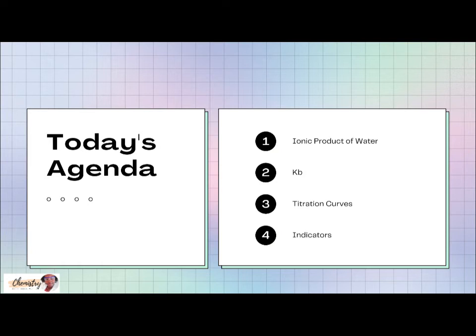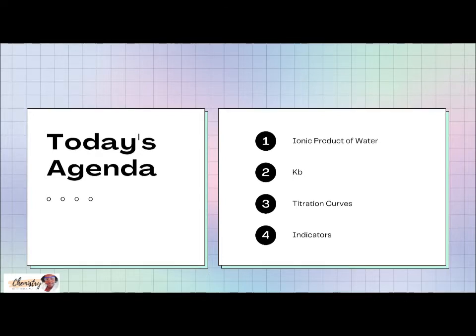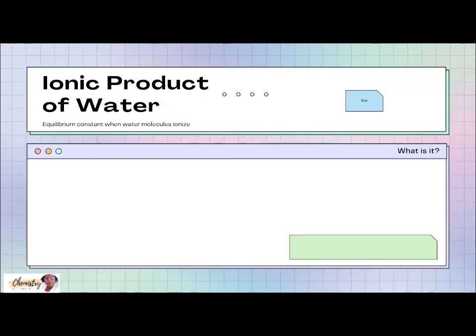To complete our discussion on acid-base equilibria, we're going to talk about the ionic product of water, the base dissociation constants, titration curves, and finally indicators. I'll cover this in 2 videos. Alright, first let's talk about the ionic product of water.